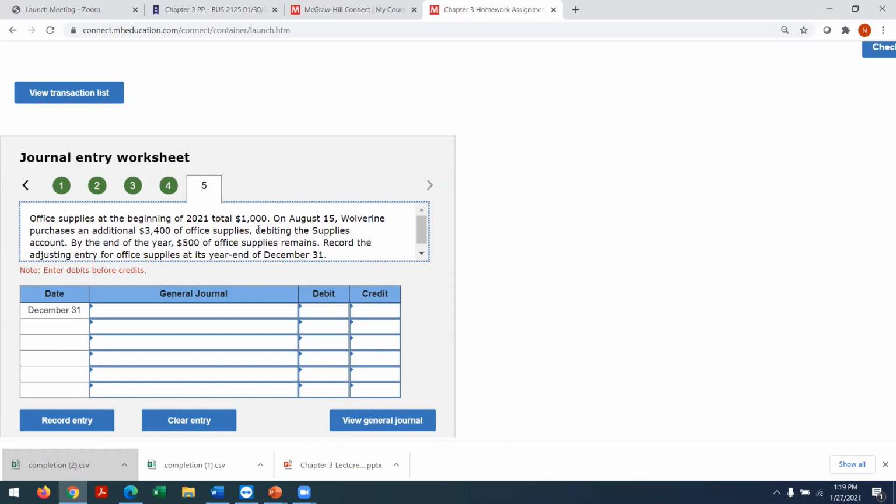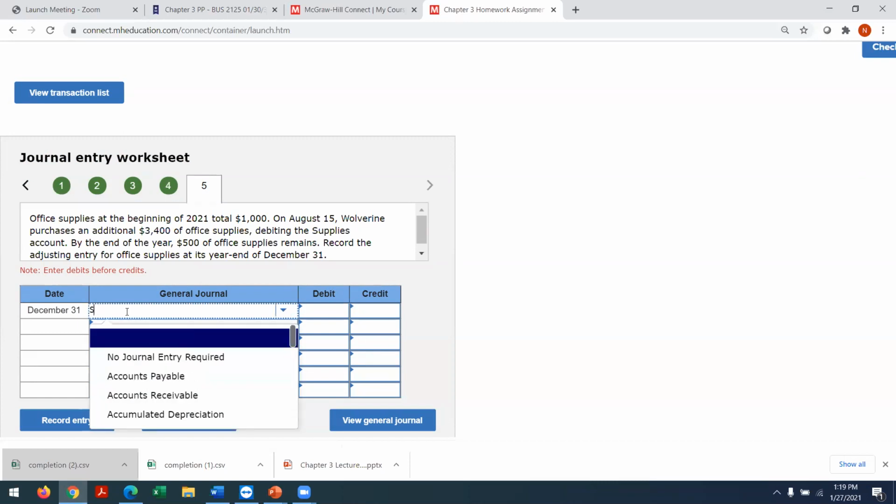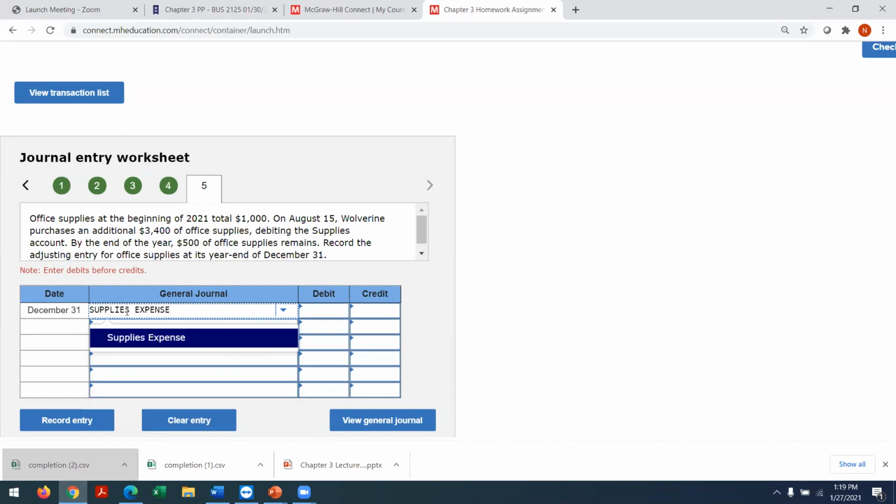We'll take what began the year, 1,000, plus our 3,400 gives us what? 4,400. If 500 is still remaining, how much does that mean we used up? 3,900. We debit our expense, we credit our assets, don't we? Does that make sense, guys?